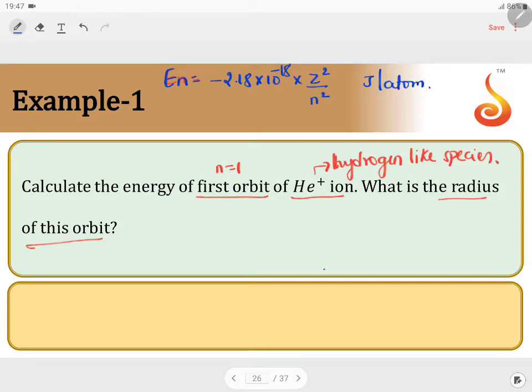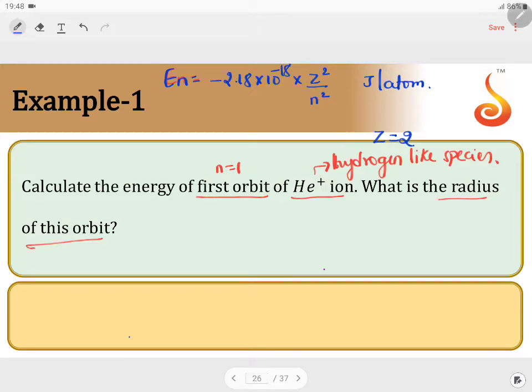Now, if you consider helium, the atomic number of helium is 2. Don't take 1 for all the questions. No, it depends on the nature of the element. So here helium, even though it's a single electron system, the atomic number won't change.